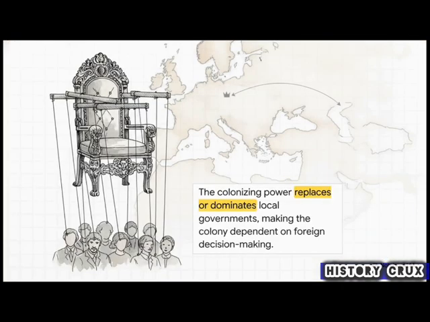First up, political control. The goal here is pretty simple. You take charge of the government. This usually happened in one of 2 ways. You either put your own people in power, or you find local leaders and, well, persuade them to work for you. A classic case, the British Raj in India. For almost 200 years, the biggest decisions impacting millions of people weren't made in Delhi. Nope, they were made thousands of miles away in London.